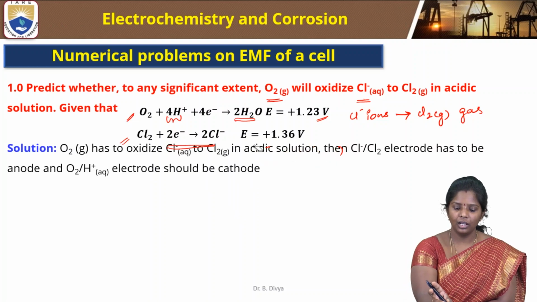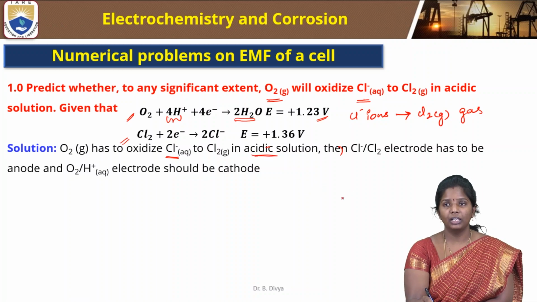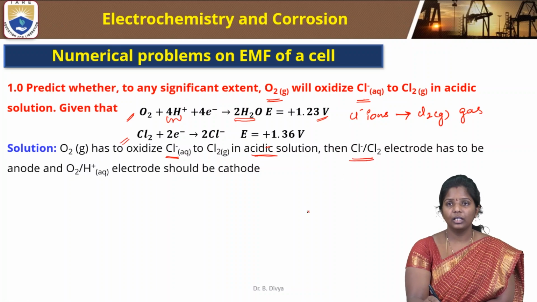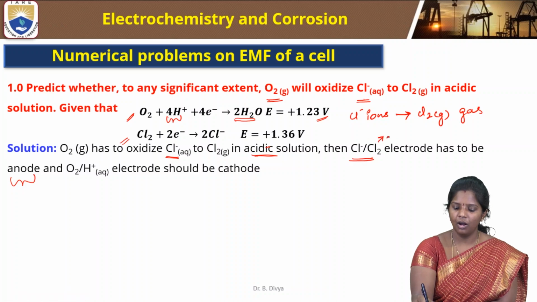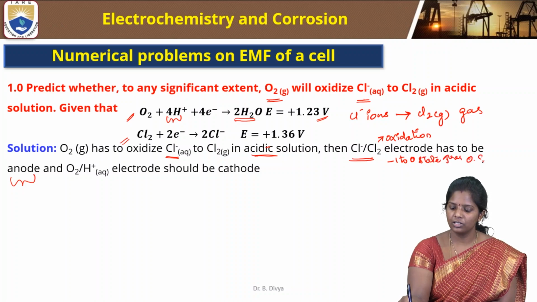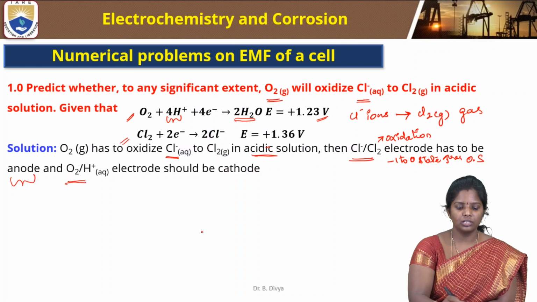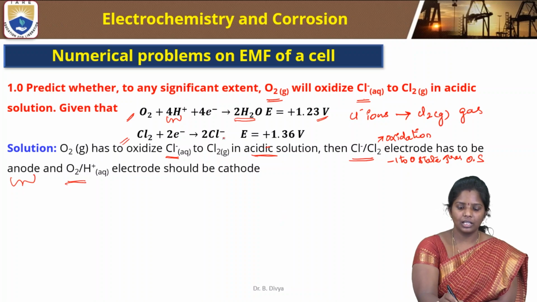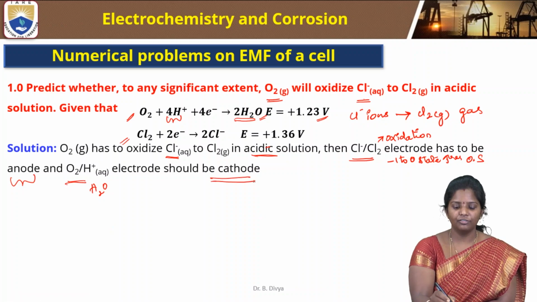Whenever chloride is converting to chlorine, oxygen will be oxidizing this chloride to chlorine gas, and that is happening in the presence of acidic medium. Then the chloride-chlorine electrode, wherever the reaction is taking place, will act as anode because oxidation is taking place, from -1 to 0 state. It means an increase in oxidation state, so oxidation is taking place and it forms the anode. And the cathode: oxygen in the presence of H plus ions is converting to water, which is reduction, so it is the cathode.